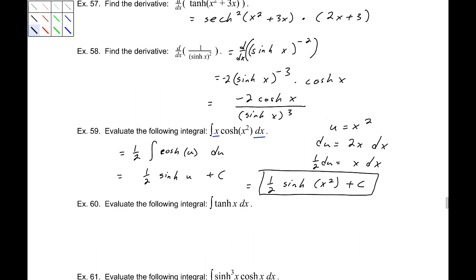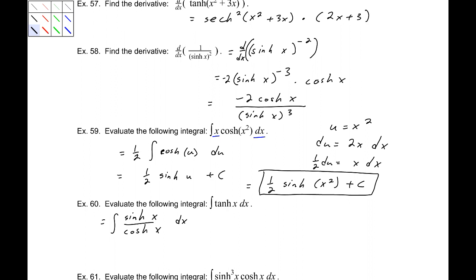Okay, next we have the hyperbolic tangent. So what are our properties? I didn't talk about this one, but tangent is still sine over cosine. So since we don't have a direct way to get the integral of tangent, we'll first break this into the integral of sinh x over hyperbolic cosine of x.